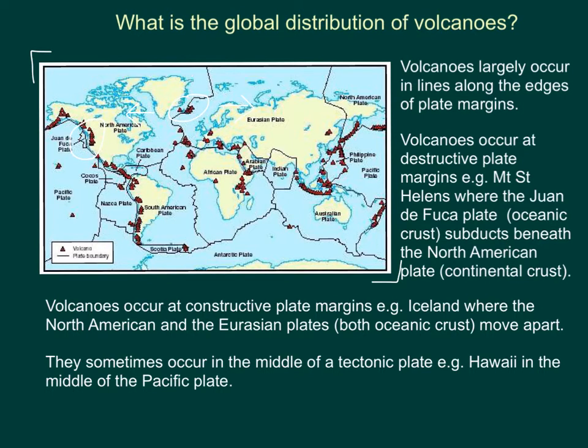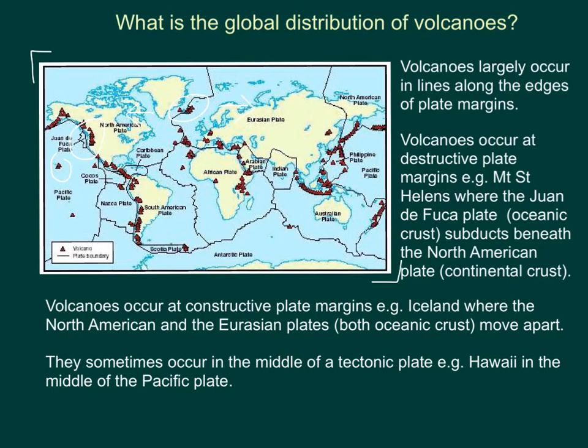Volcanoes sometimes occur in the middle of a tectonic plate as well. For example, Hawaii, which I've just circled. This is called a hot spot volcano, and it's where a plume of magma rises and finds a weakness in the crust and extrudes, so it comes out onto the surface, builds up over time and makes a volcano. So volcanoes occur in three key areas: in the centre of a plate from a hot spot, or at a constructive plate margin where two plates are pulling apart, or a destructive plate margin where oceanic crust goes underneath continental crust.